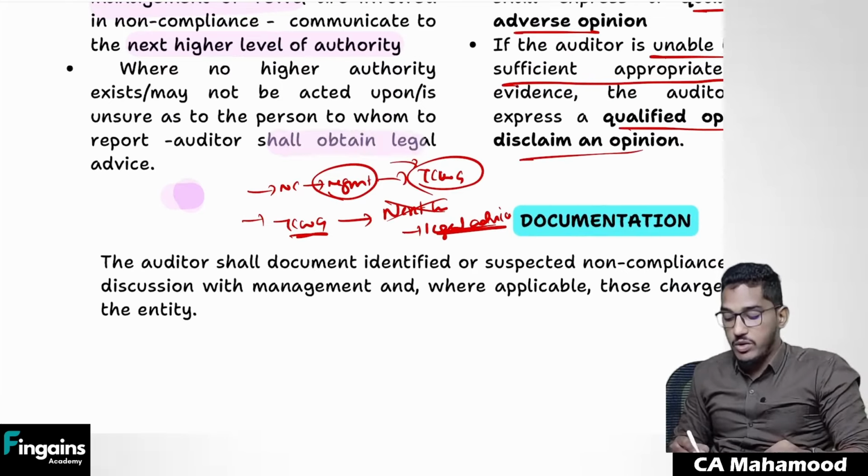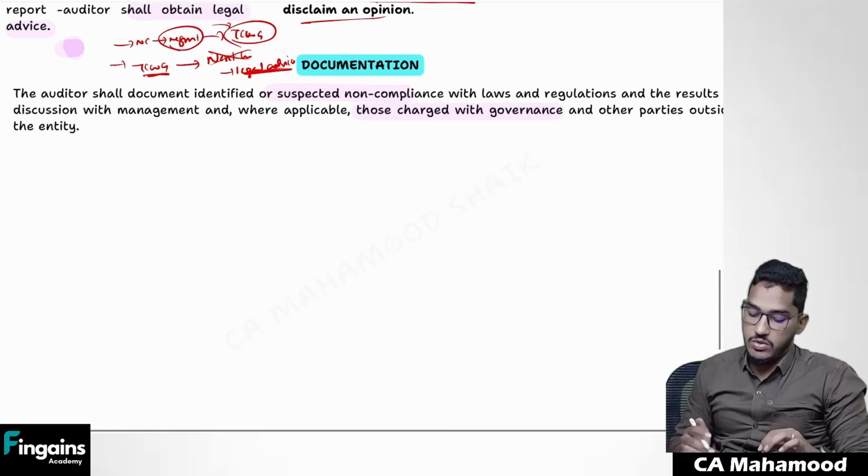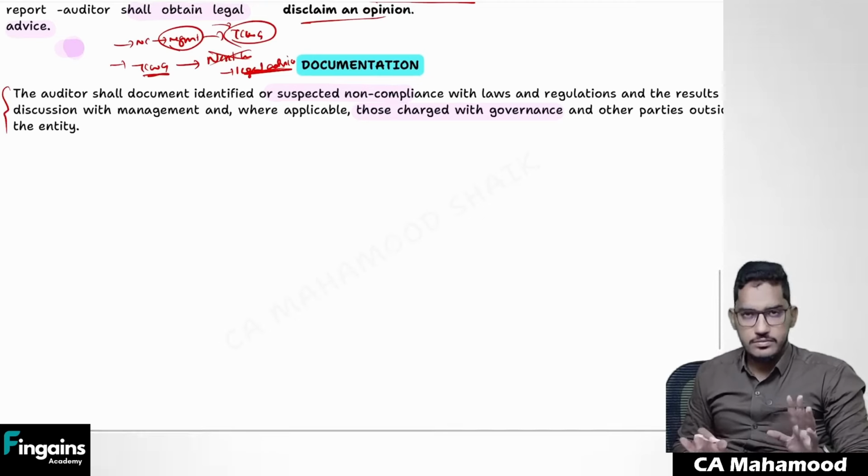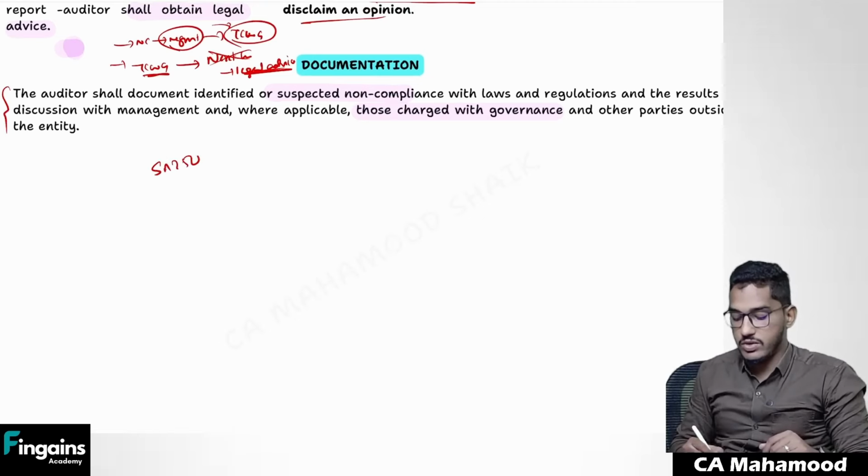And whatever you have done regarding all these laws and regulations, what are your audit procedures, how you have identified the non-compliances, what evidence you have obtained, what communications you have done, everything has to be included in the audit documentation. That's all. Very simple standard. This is what there is regarding SA 250. So we are done with SA 240 and also we are done with SA 250.